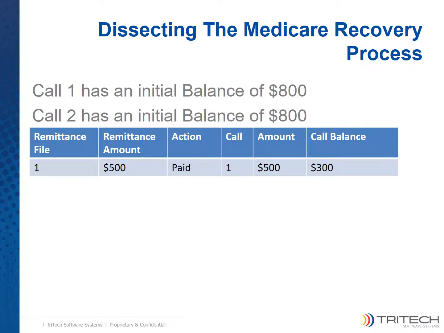That's good, because a remittance file has to balance out within itself. Since they sent me a check for $500 and they told me that they paid me $500 on call number 1, that's a good thing. And that payment on call number 1 needs to be applied to call number 1. So my balance on call number 1 is now $300.